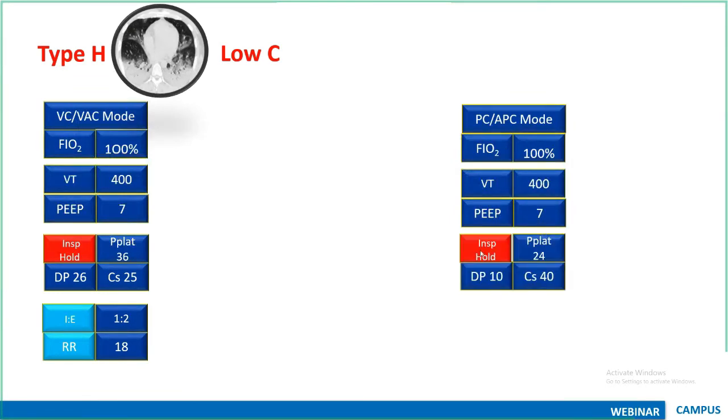So here I am doing an inspiratory hold. I am seeing a very low plateau pressure, 24. Driving pressure is extremely low and the compliance is very good. So this is a very compliant lung with a very low driving pressure. This group of patients is not going to improve with a higher PEEP.